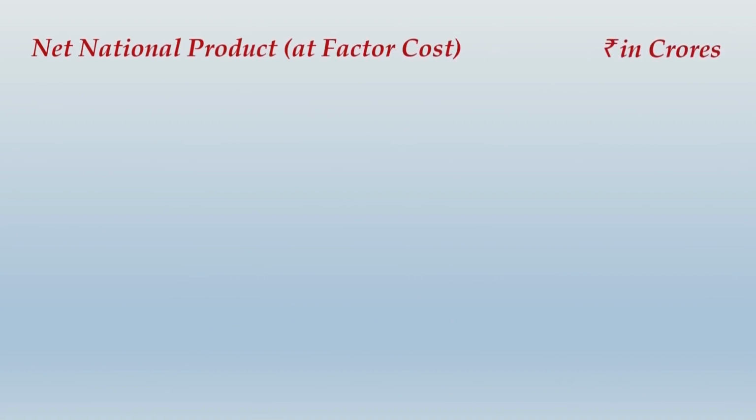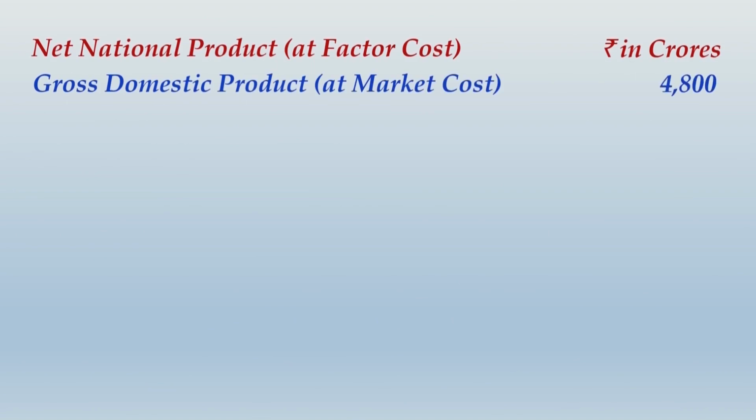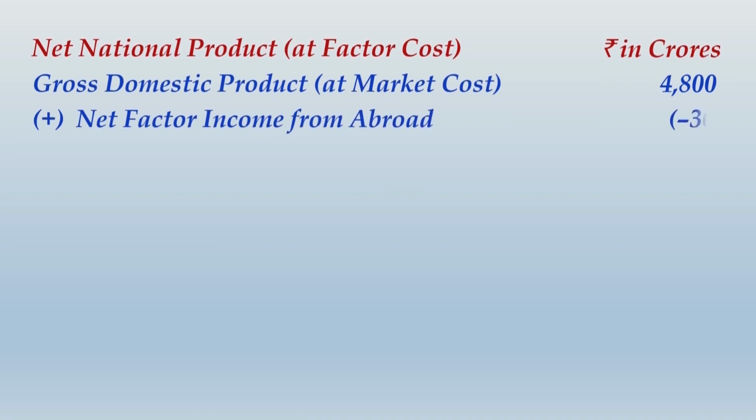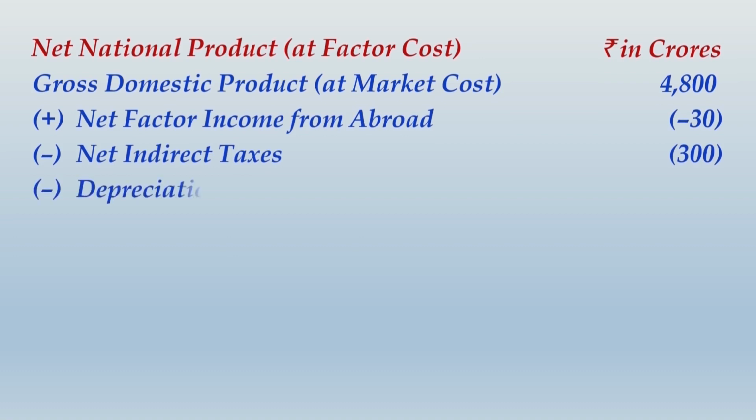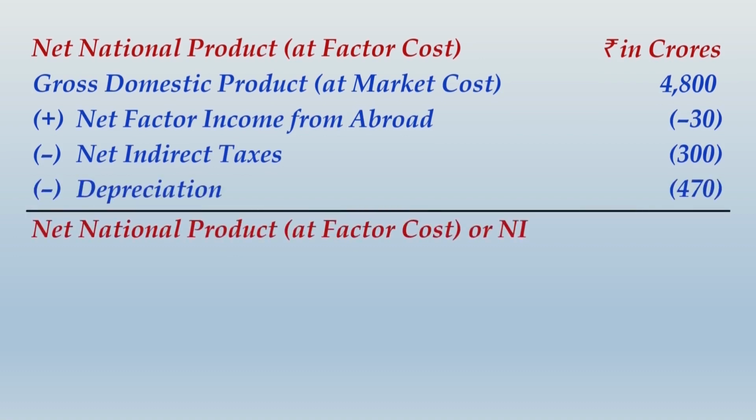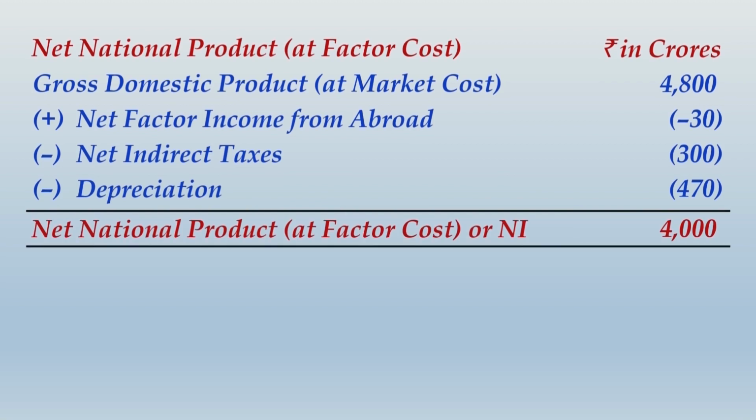can complete the other things, because we have to finally compute net national product at factor cost. So GDP at market price will be 4,800, add net factor income from abroad which was a negative value, and less the net indirect taxes and less the depreciation, and you get the net national product at factor cost, which is basically national income, and that works out to exactly rupees 4,000 crores. So please write up this whole thing, and that will be end of this solution.